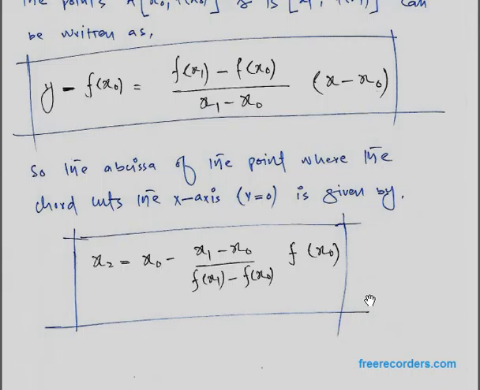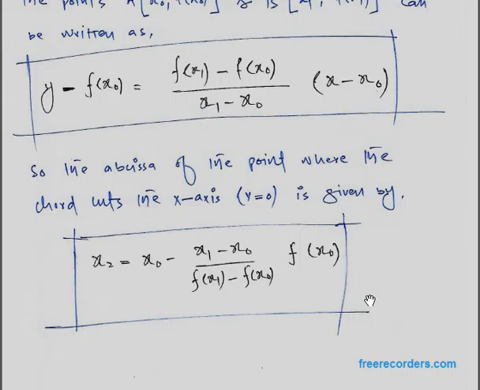This is an approximation to the roots. As we know, we are unable to find the exact root, because it is not possible to find the exact root. We will only find an approximate root of the equation. If f of x0 and f of x2 have opposite signs, then the root lies between x0 and x2. Replacing x1 by x2, we obtain the next approximation value, and so on it will continue.